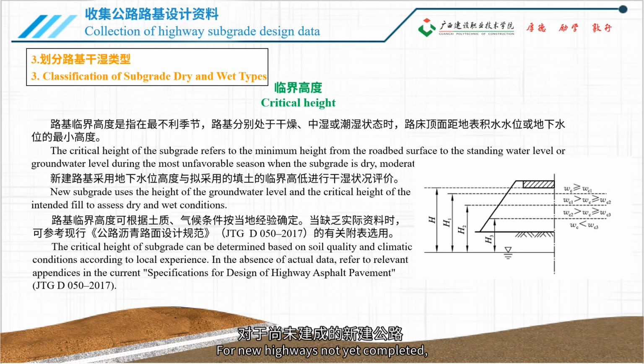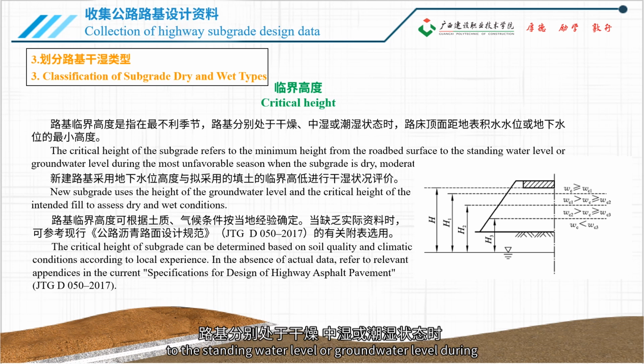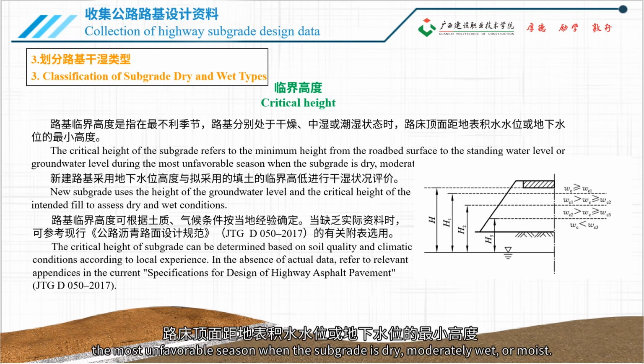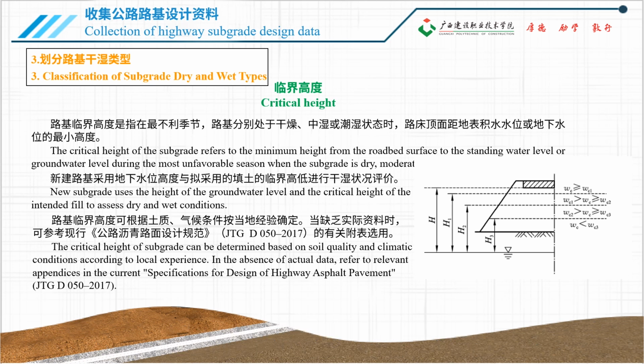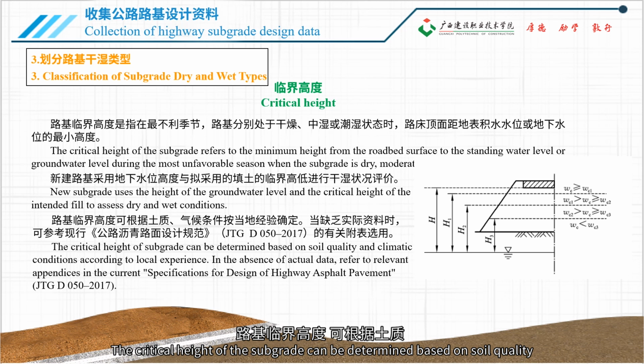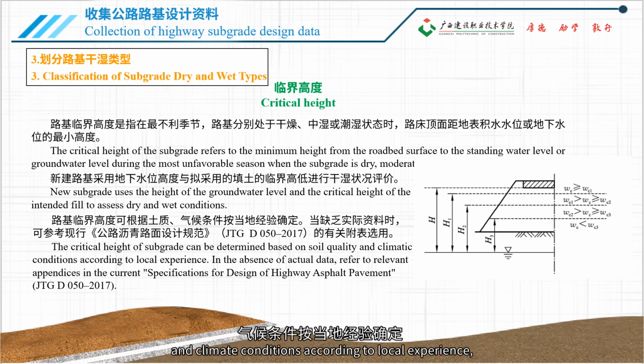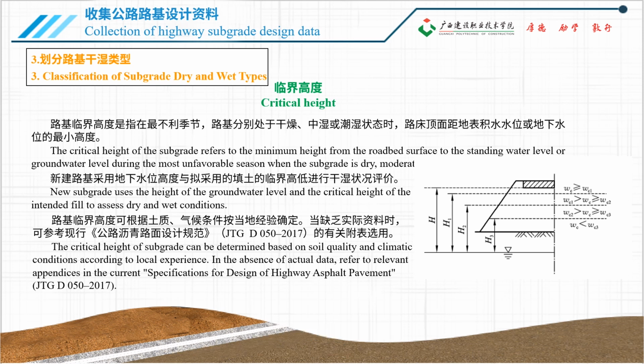For new highways not yet completed, the dry and wet type of subgrade is determined by the critical height method. The critical height of the subgrade refers to the minimum height from the roadbed surface to the standing water level or groundwater level during the most unfavorable season when the subgrade is dry, moderately wet, or moist. The critical height of the subgrade can be determined based on soil quality and climate conditions according to local experience. And if there's a lack of actual data, it can be selected by consulting the relevant appendices.